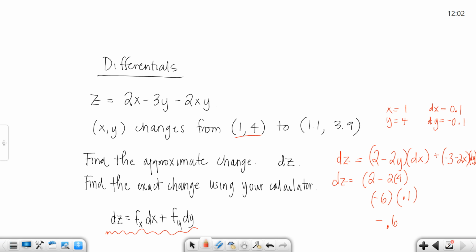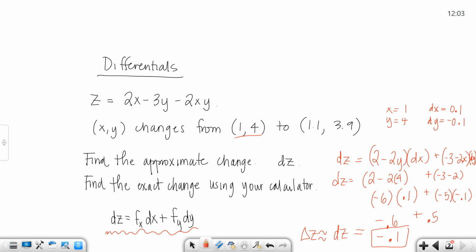Okay, so there's the first one. And over here, we're going to have negative 3 minus 2, so that's a negative 5, times a negative 0.1. So two negatives make a positive, and that's going to be a positive 0.5. When you put these two together, you get a negative 0.1. That is your approximate change, which we call dz. So dz is actually negative 0.1, but this is approximately the change in z.